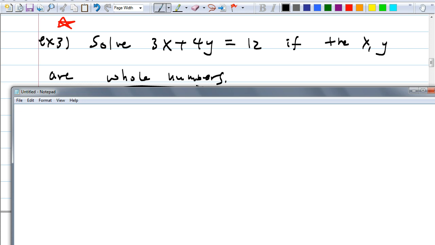Solve 3x plus 4y equals 12 if x and y are whole numbers. Any whole numbers? Right, any whole numbers. So first of all, aren't there infinitely many solutions? Of course. Okay. So what do they mean by whole numbers? They're kind of telling you that they don't want every solution.